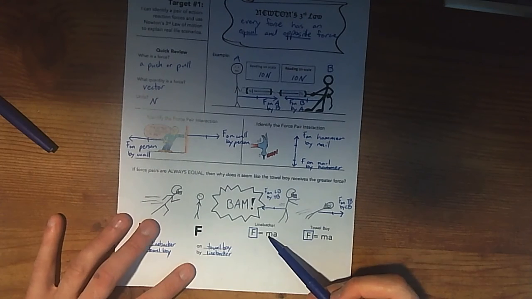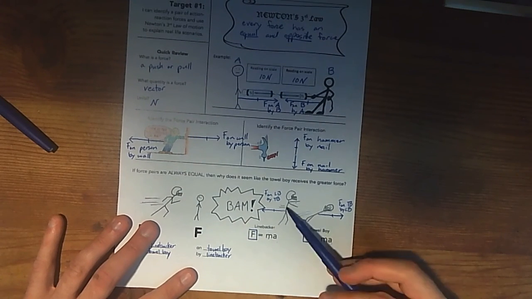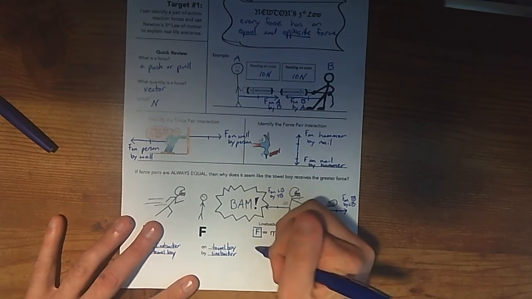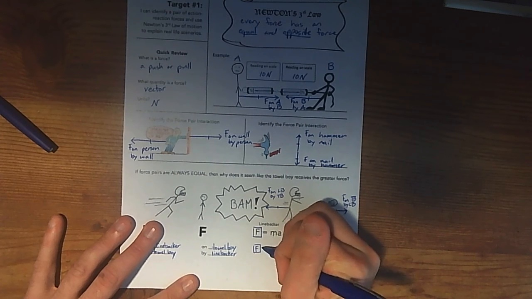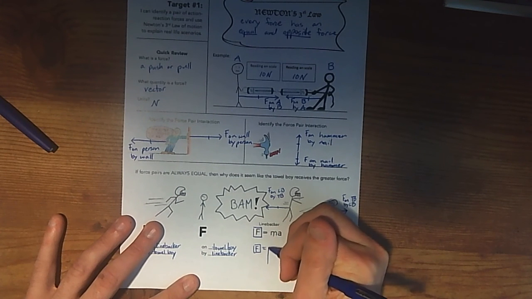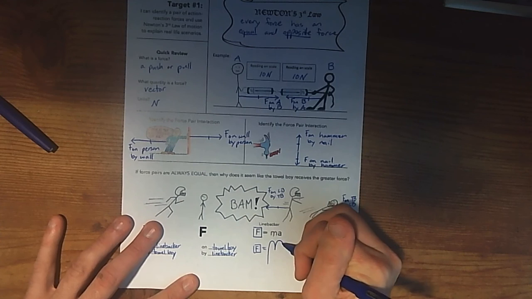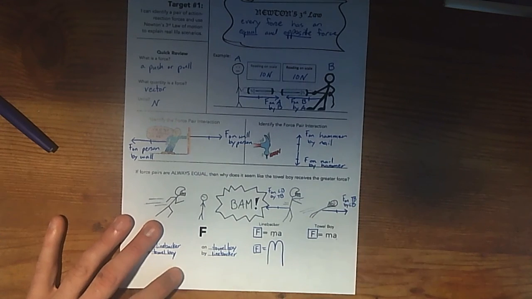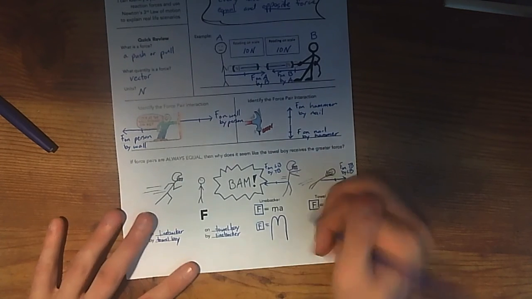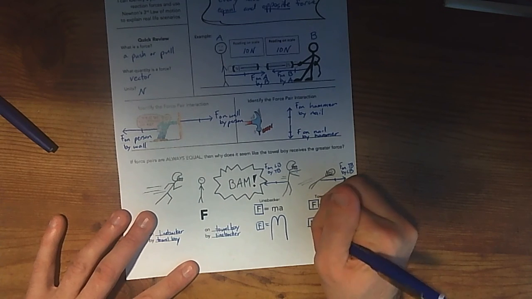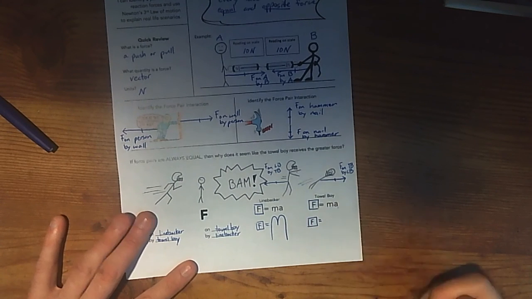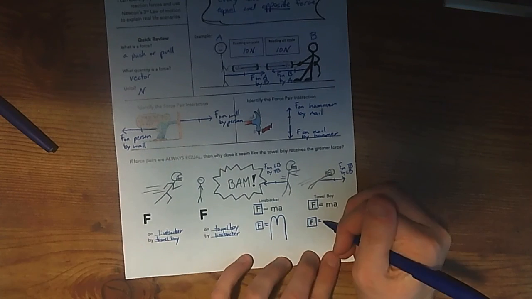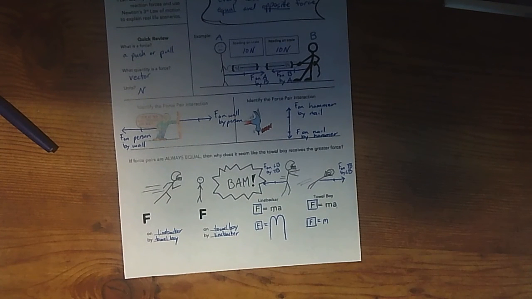However, we know that the variables on the opposite side of the equation might be different for the linebacker versus the towel boy. So this is what I mean. Force is going to stay the same, but the mass of the linebacker is way bigger, so I'm just going to draw a bigger M in this case. And the force on the towel boy is going to be exactly the same in terms of its magnitude, but the towel boy has a smaller mass, so I'm going to draw a smaller M to show that.